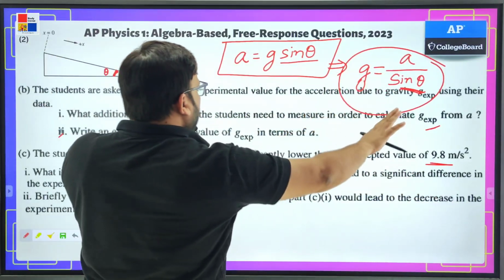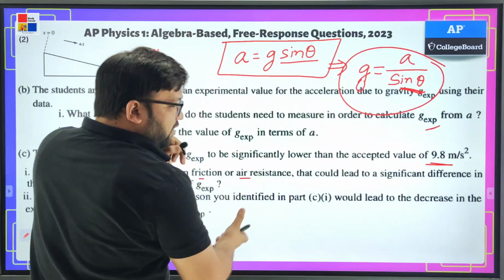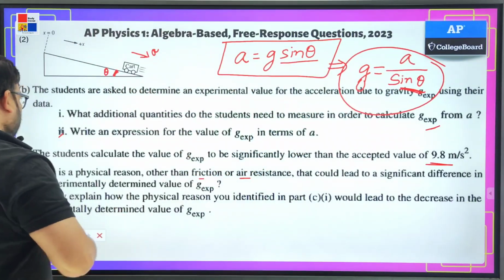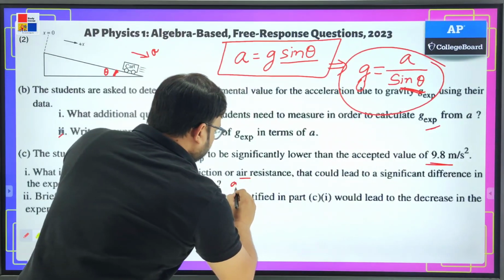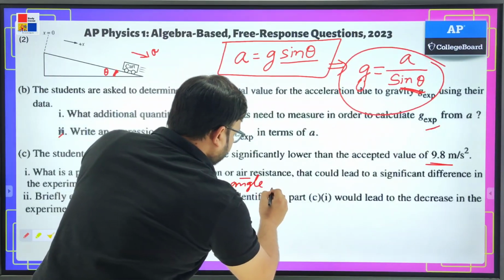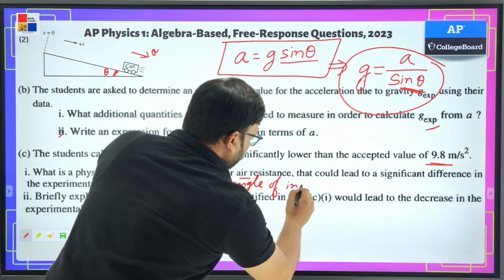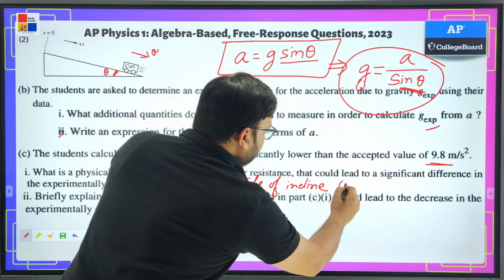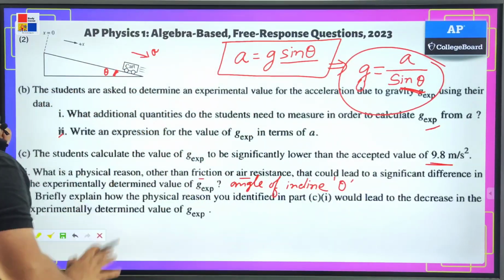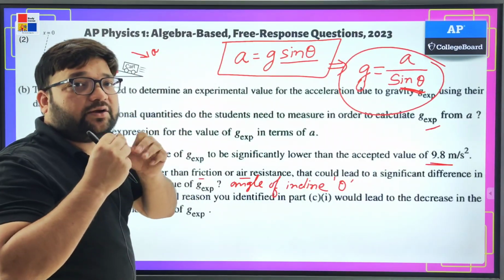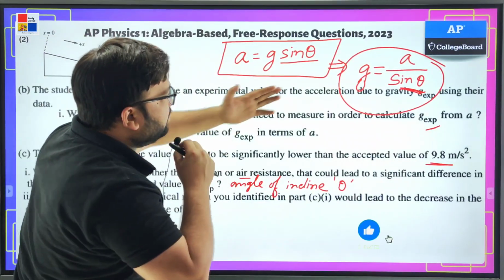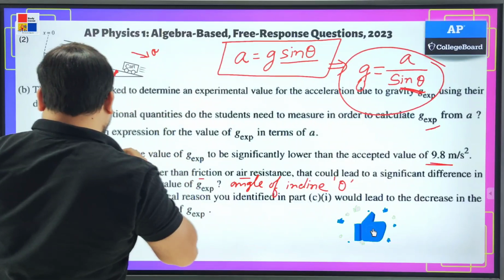So I'll say the answer is the angle of the inclined plane makes a lot of difference here. So the angle of the inclined plane, that is theta here. The accuracy in the measurement of theta is going to determine what is the value of small g you are going to calculate by using that A value, right?